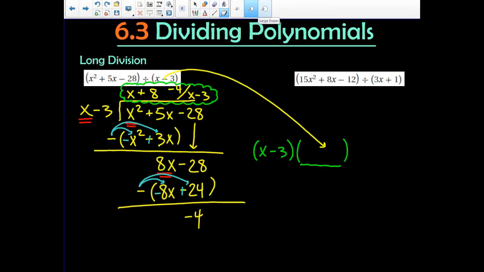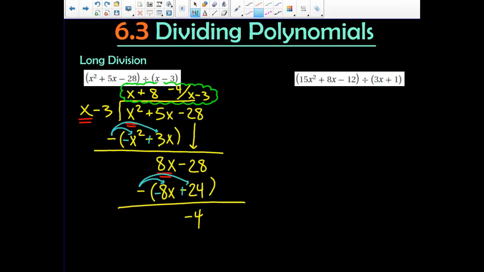Why are you switching the negatives to positives? Because you're subtracting the whole thing, so you have to subtract both terms. Why did I put the 8 on top? Which 8? This one? Because what times x right here gave me 8x, and that was just the next iteration in the process.